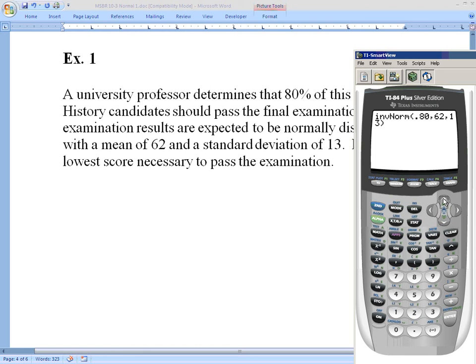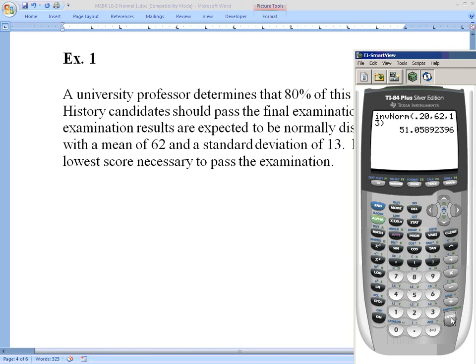But we said that we couldn't use the 80% because that would measure from the left. We needed to use the complement of it, so I should put in 0.20. So 20% to the left of my value, 62 is my mean, 13 my standard deviation, and that means the score on the test should be 51.